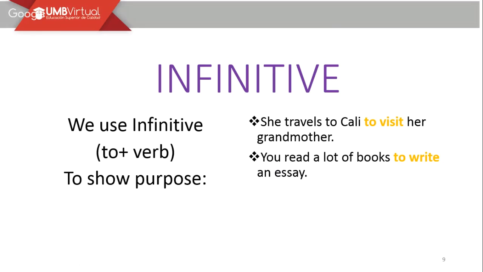Como hay un objetivo por alcanzar, entonces vamos a expresarlo de esta manera una vez nos referimos a la acción puntual. Es decir, si ella viaja es para visitar a su abuela. Entonces este visit tiene que estar en infinitivo, por eso lo colocamos con el to. Al igual que en el segundo enunciado, que si tú lees bastantes libros, el objetivo que tenemos allí es para escribir un ensayo, right?